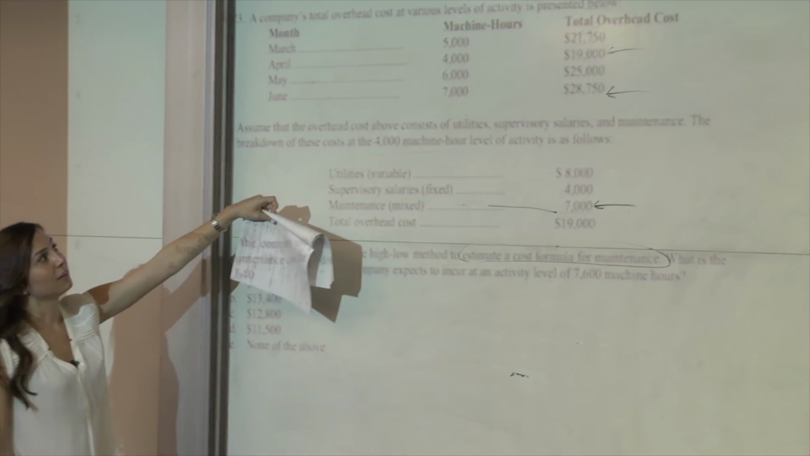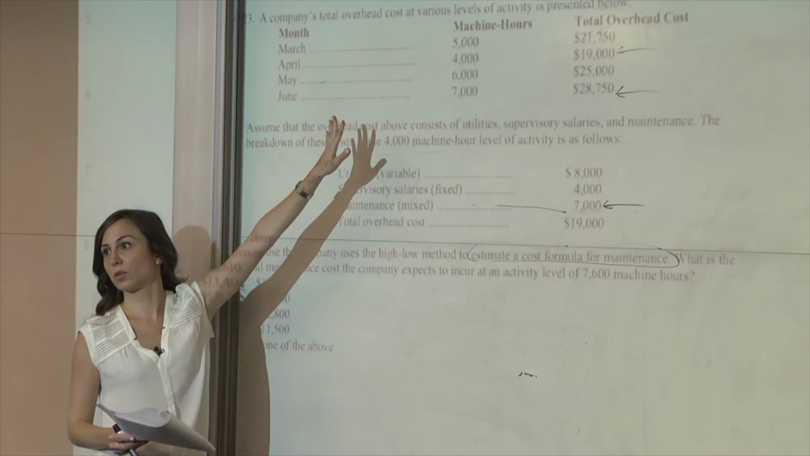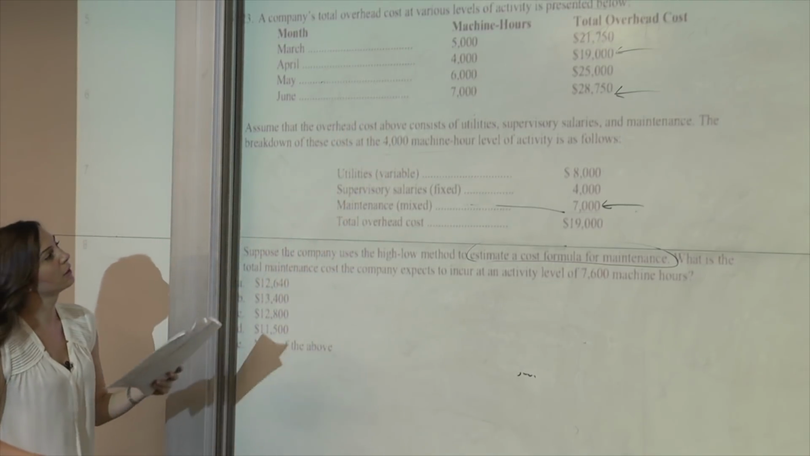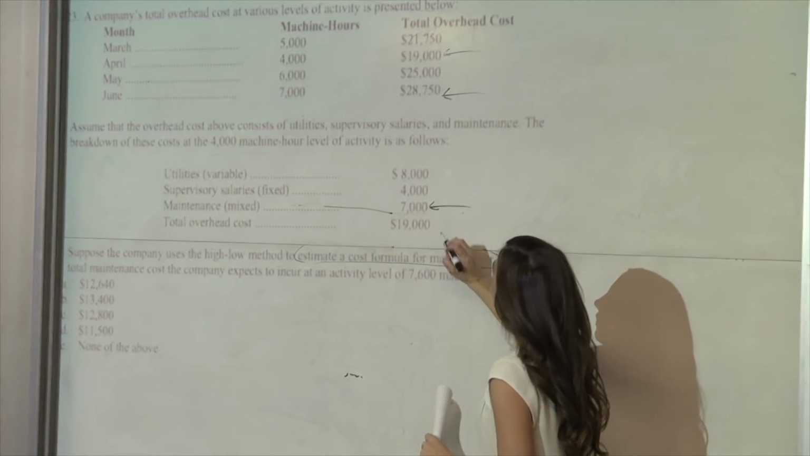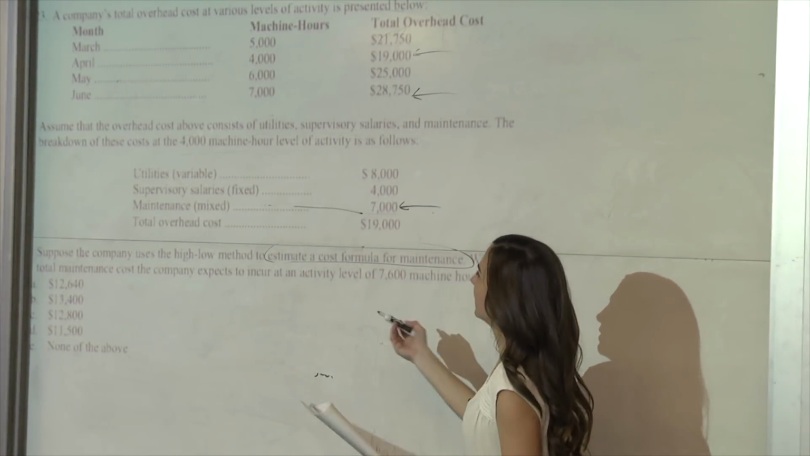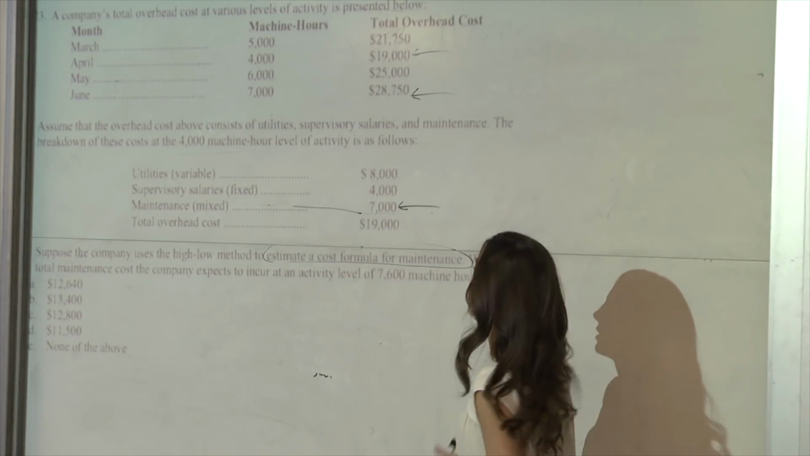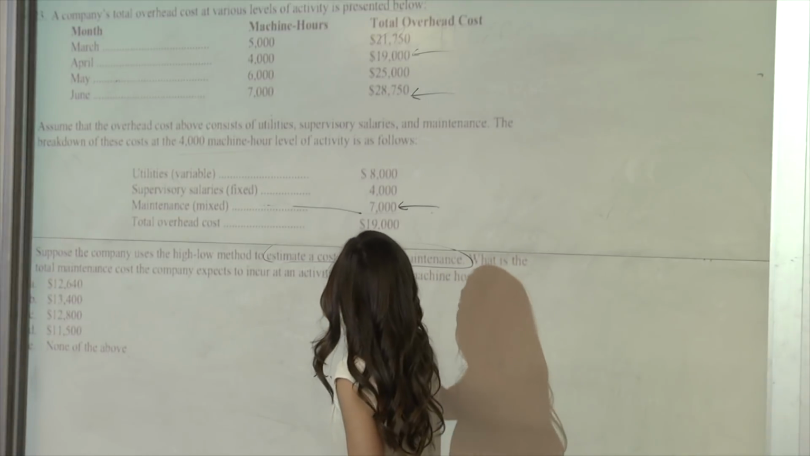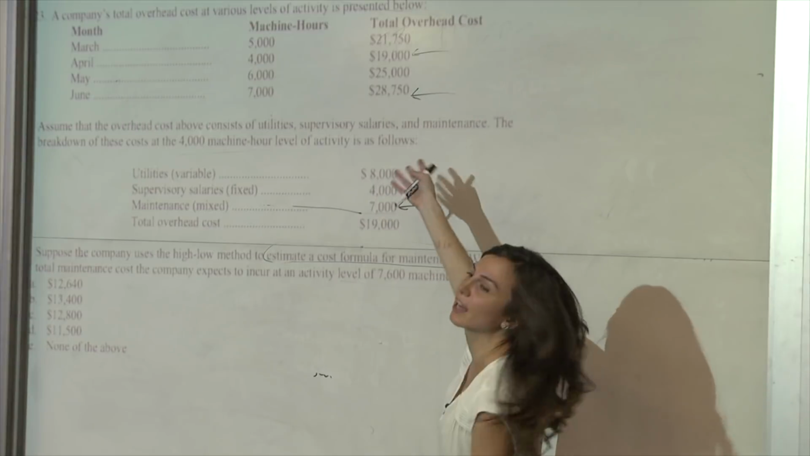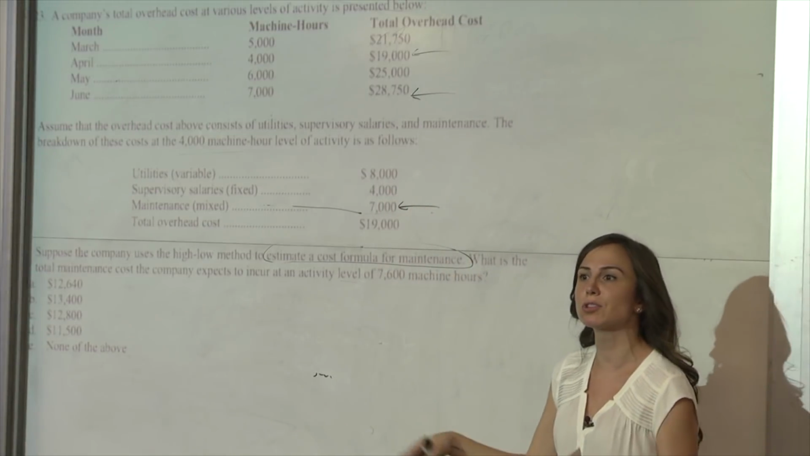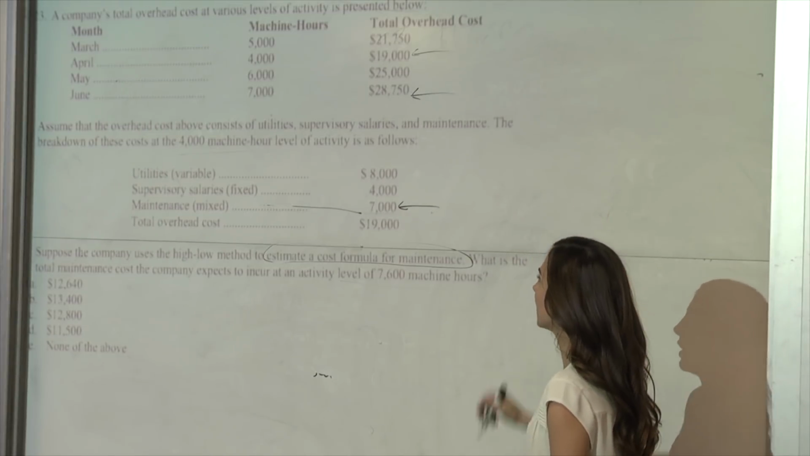And that, in this case, is the low level of activity, right? We have 4,000 machine hours as a low level activity. Okay, so we have that. We want to figure out, for the maintenance cost, what's the variable portion and what's the fixed portion, because then that allows us to estimate what we're going to have for a case of 7,600 machine hours, which we haven't had in the past, but we think we might in the future, so we want to see what it's going to be, and we're using this past information to do that.